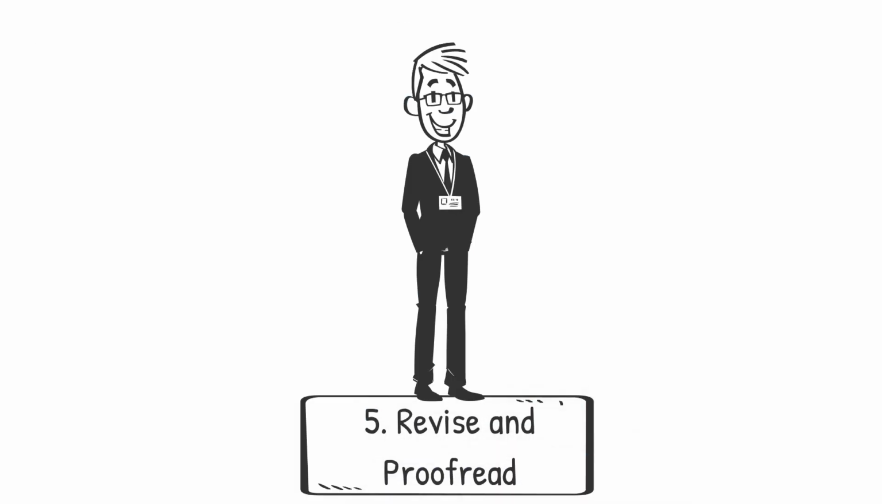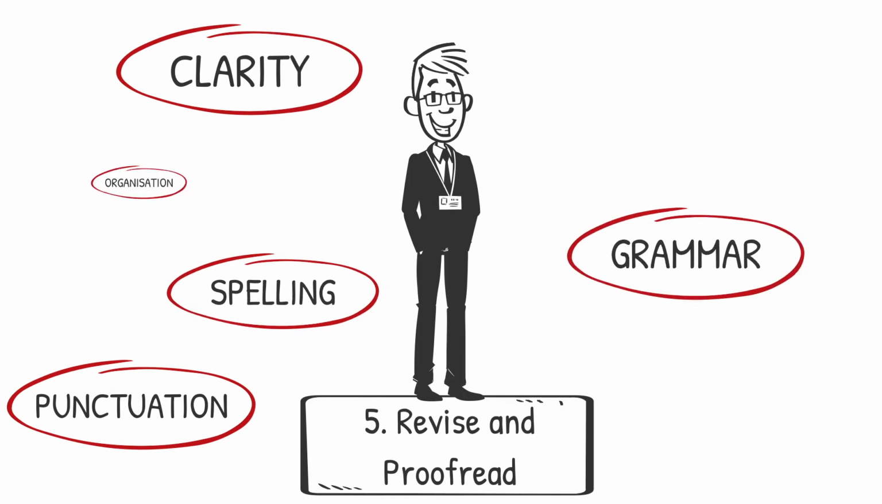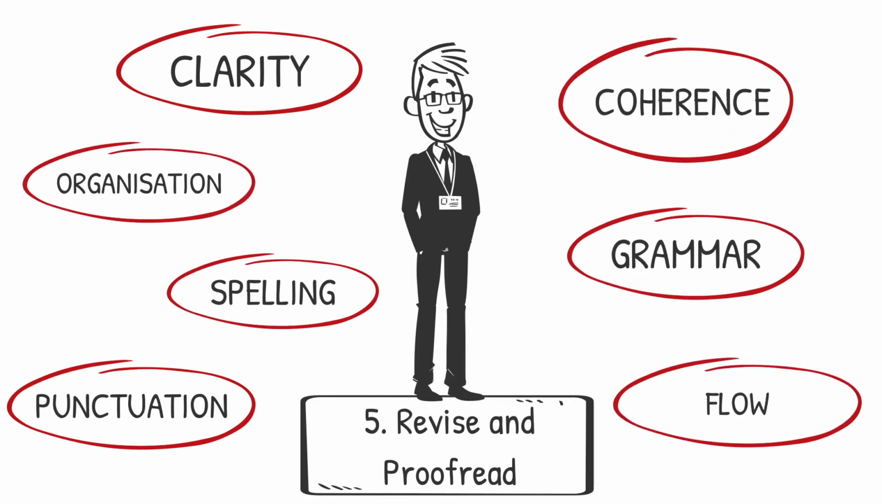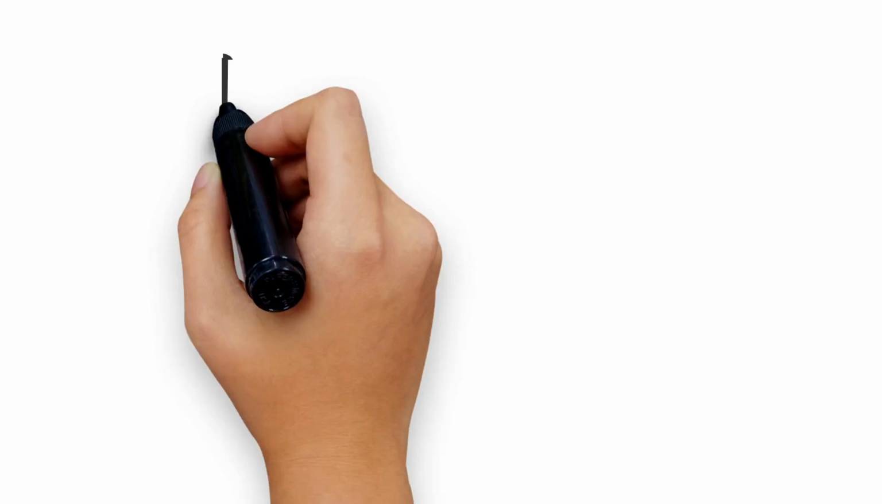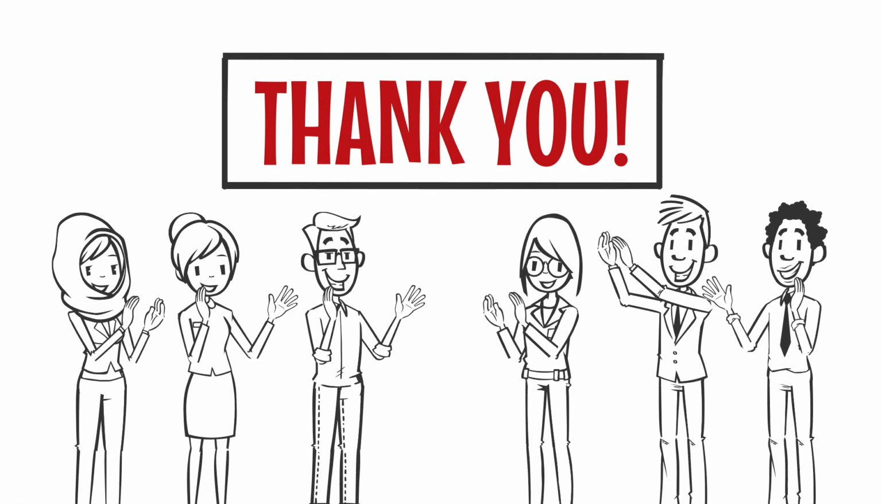And finally, the final tip is to revise and proofread. Revision and proofreading are crucial steps in the essay writing process. Review your essay for clarity, coherence, and organization, and check for grammar, spelling, and punctuation errors. Ensure that your ideas flow smoothly from one paragraph to the next. Consider seeking feedback from peers or using proofreading tools to catch any overlooked mistakes. Those are all the 5 tips to write a good academic essay. See you again in the next video.